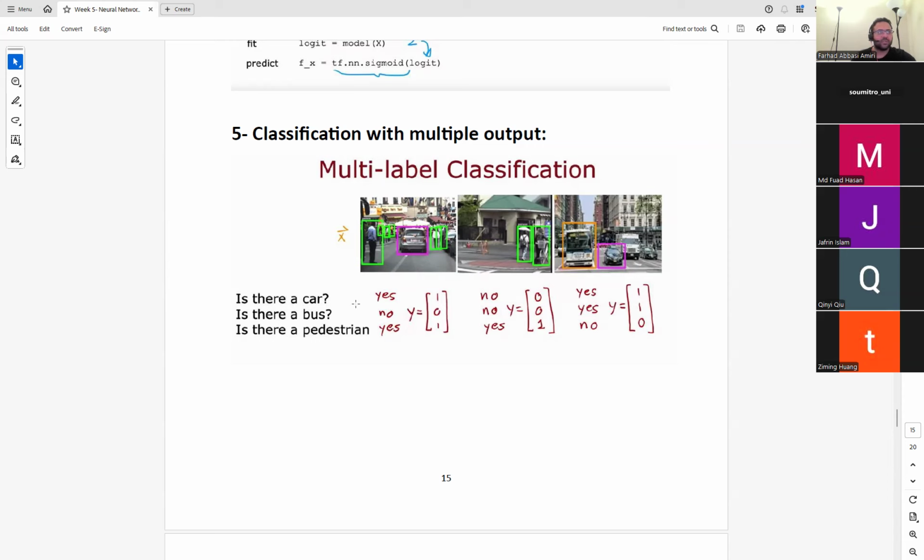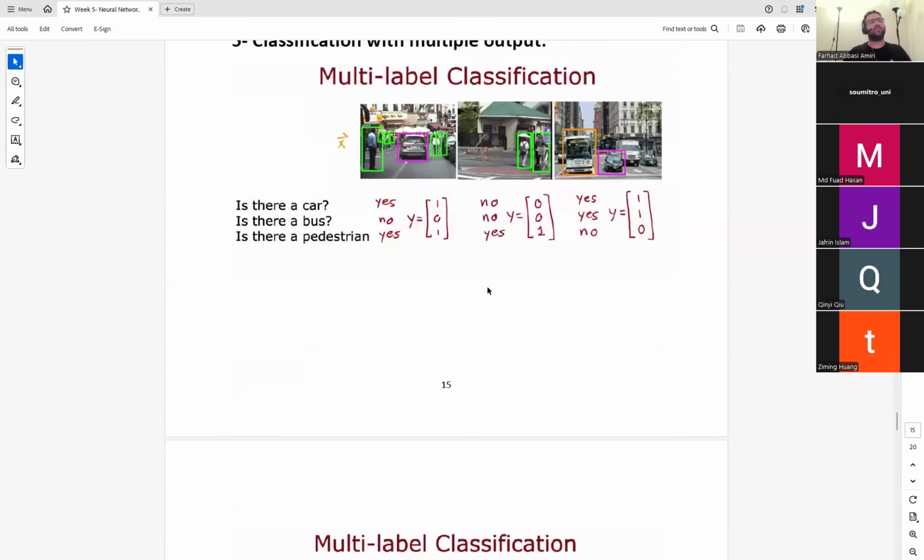For example, with one output, you get some information about whether a car exists in this image or not, about the existence of a bus, about the existence of pedestrians. So each output has three labels, right? That's why we call it multi-label classification.